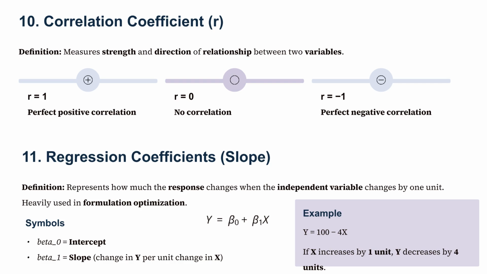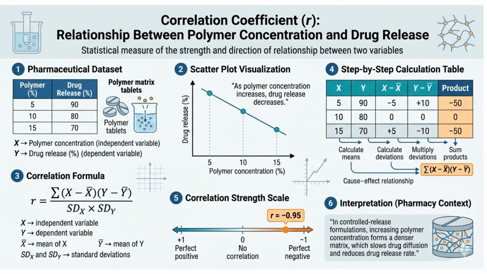Values range from 1, a perfect positive correlation, to 0, no correlation, to -1, a perfect negative correlation. Regression coefficients, or slopes, represent how much the response changes when the independent variable changes by 1 unit, used heavily in formulation optimization. This diagram visually represents different types of correlation coefficients, ranging from perfect negative to perfect positive, illustrating how tightly data points cluster around the regression line.